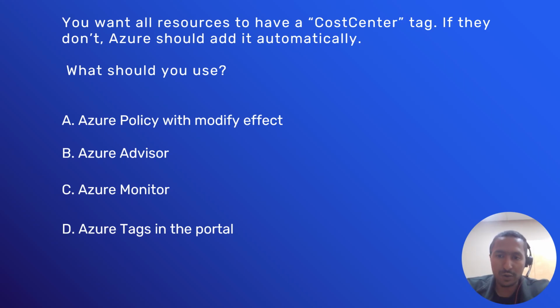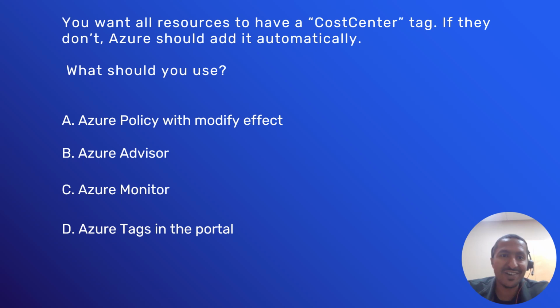Now let's go and look into the options. Option A, Azure Policy with the modify effect. And this is the correct answer because Azure Policy lets you define rules like requiring a cost center tag on all the resources. And the modify effect specifically allows Azure to automatically add missing tags to resources during creation or update. So instead of blocking the deployment or just flagging it as non-compliant, Azure Policy can silently fix it by injecting the required tag. And that's exactly what this question is asking for: policy with automatic enforcement.